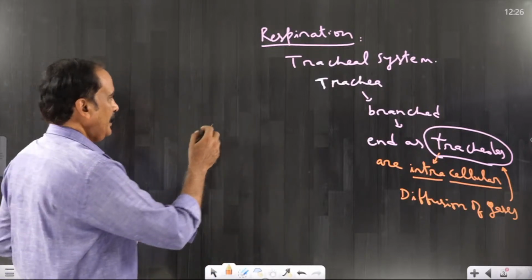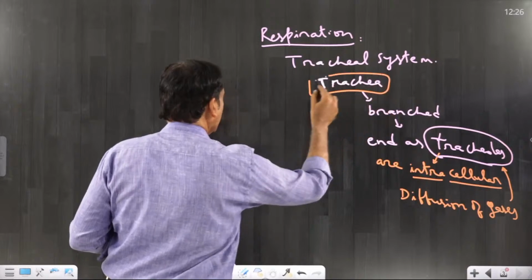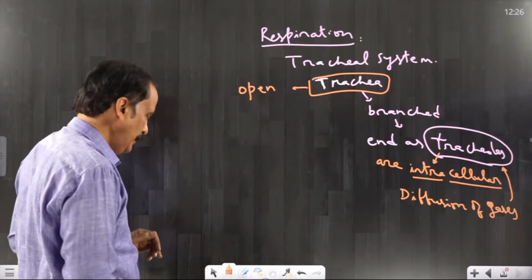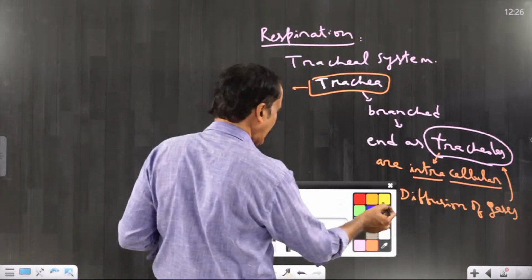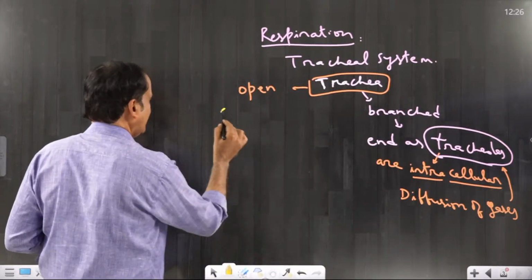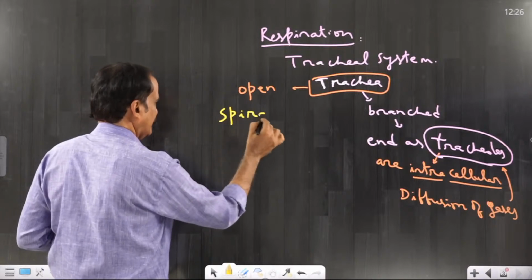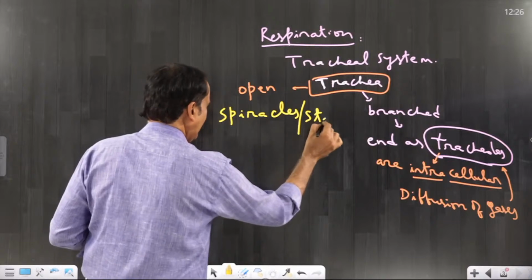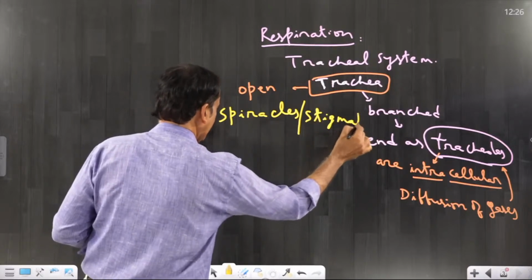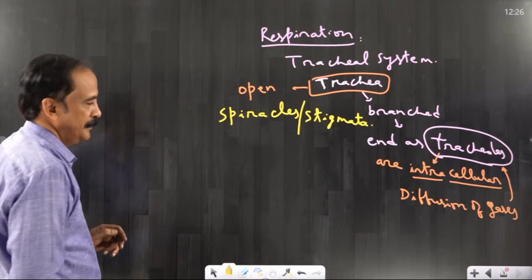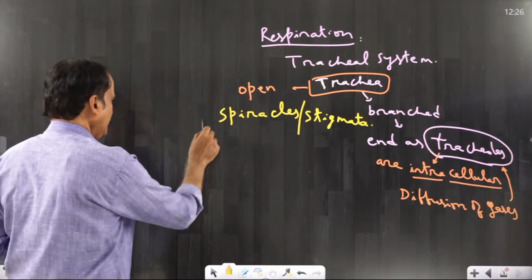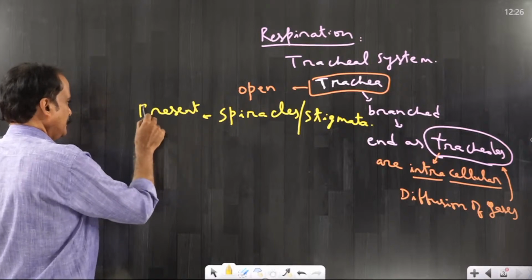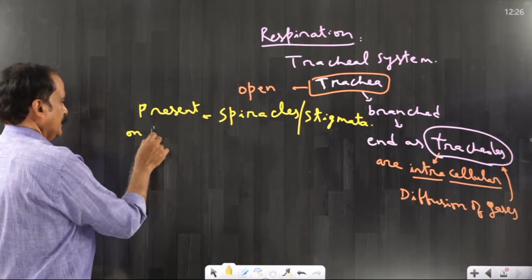So trachea open outside through small apertures named spiracles. Spiracles are also named stigmata, which are present on the pleura. What are pleura?